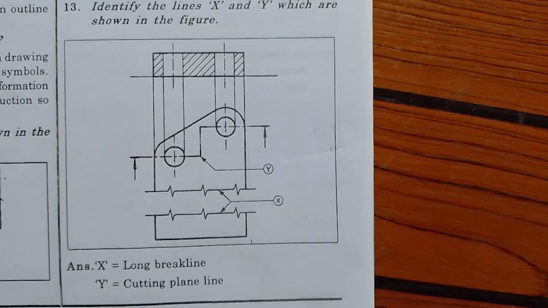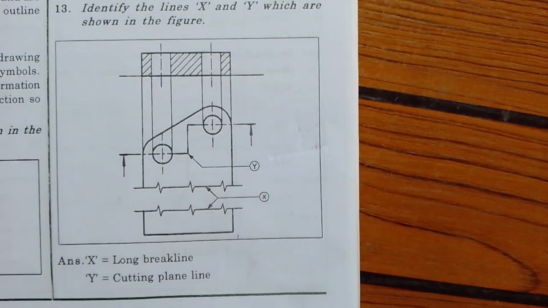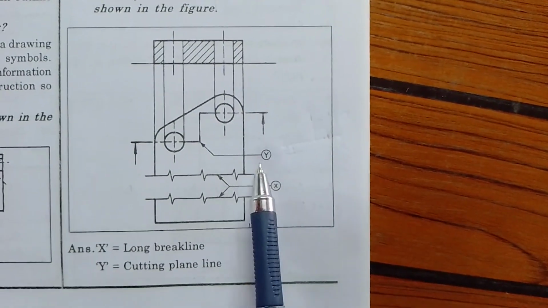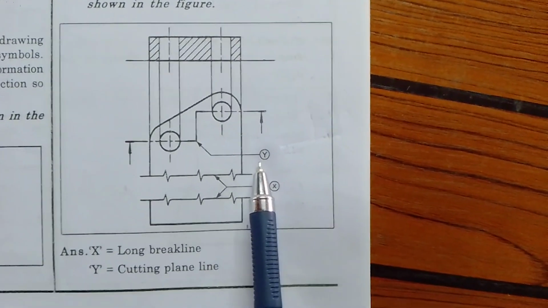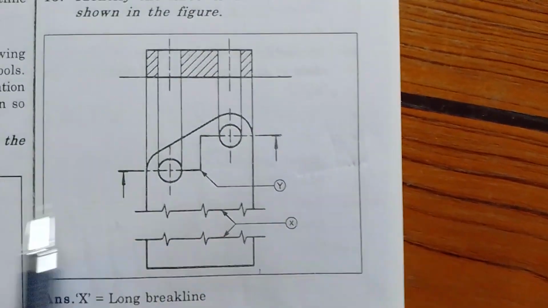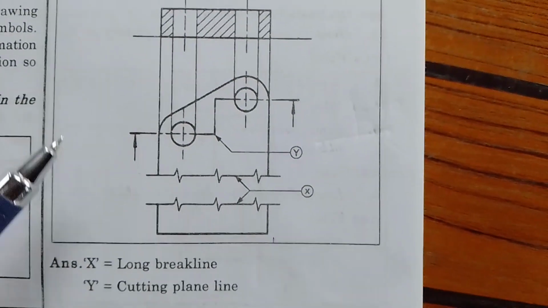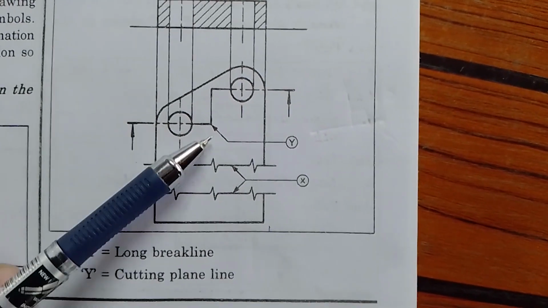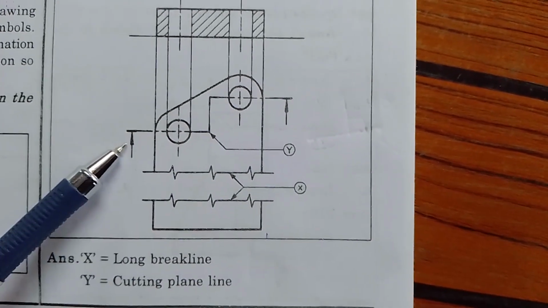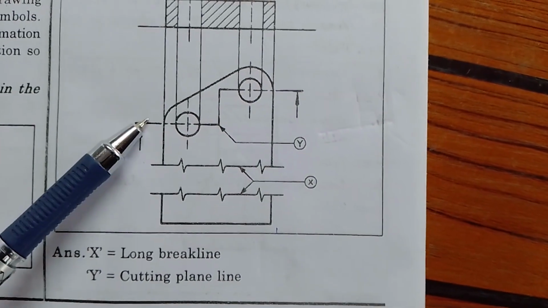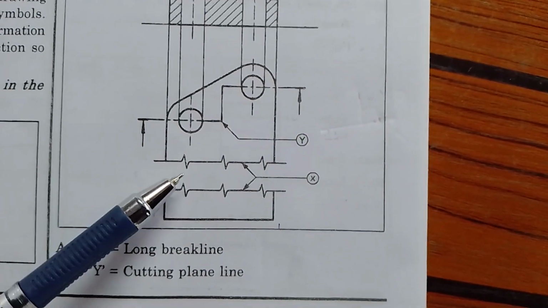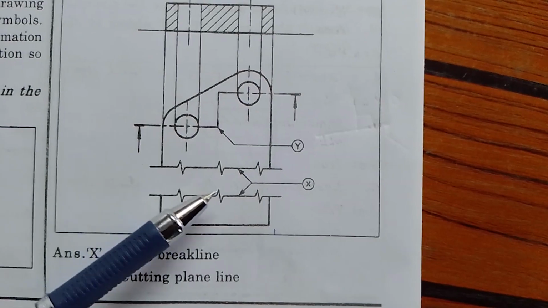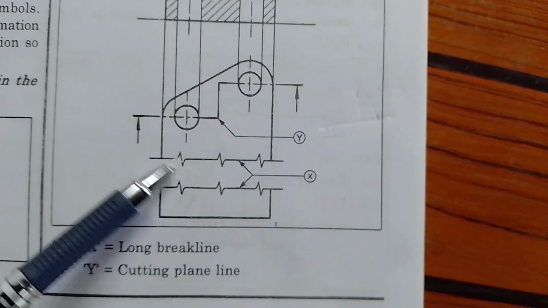Identify the line X and Y. You can see here X line. What is X line? This X line is the cutting plane. This line cuts this shaft from here. So this is thick, thin, thick. This is cutting plane line, and this is long break line, long zigzag lines, thin. This is long break line.